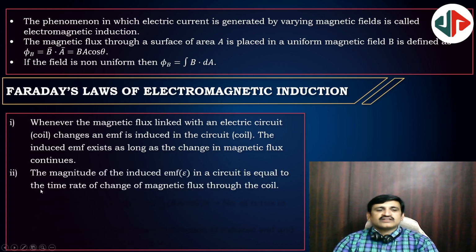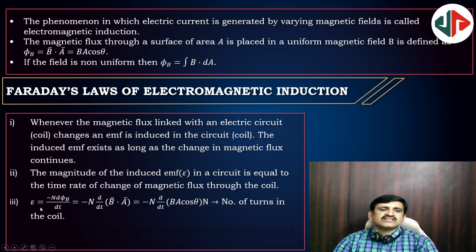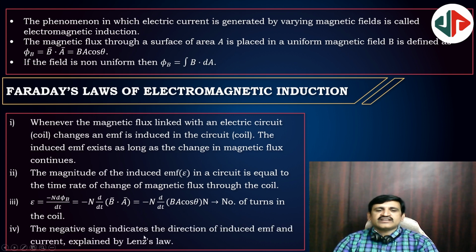Next, the second one: the magnitude of induced EMF is directly proportional to the rate of change of magnetic flux associated with the circuit. So E equals N d phi by dt, that is the derivative d by dt of N BA cos theta. Any one can be changed: number of turns, B, A, or theta can be changed. Conventionally we change theta only. Next, the negative sign indicates that the direction of induced EMF is such that it opposes the cause of it, which is called Lenz's law. Lenz's law gives this negative sign.